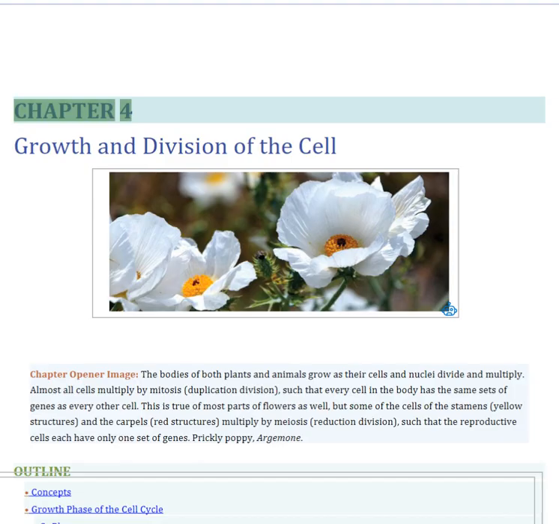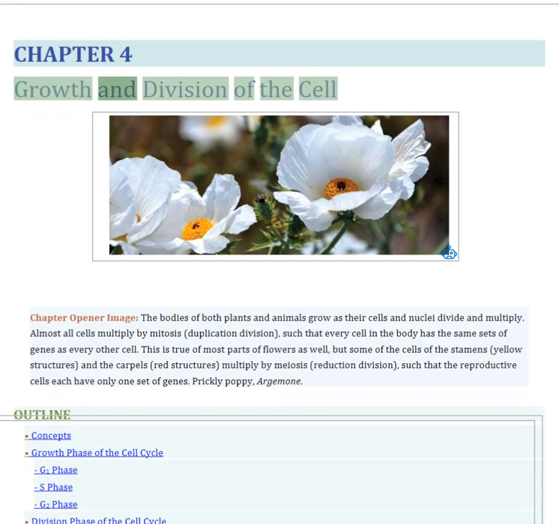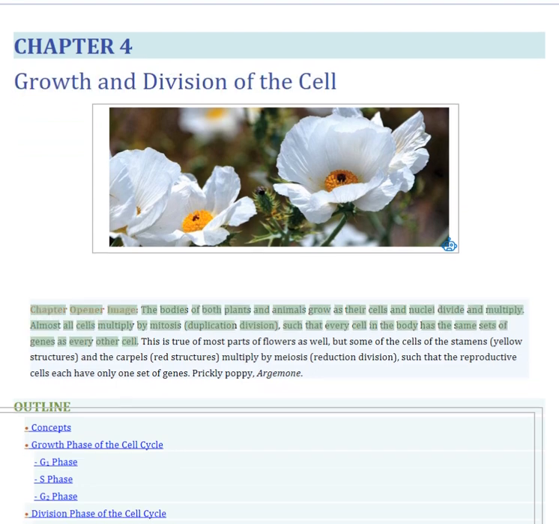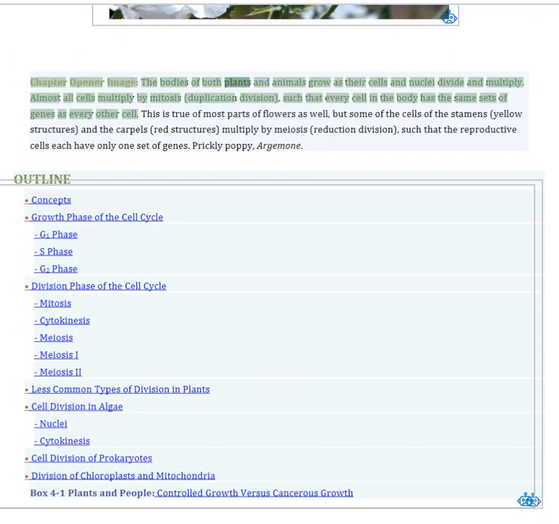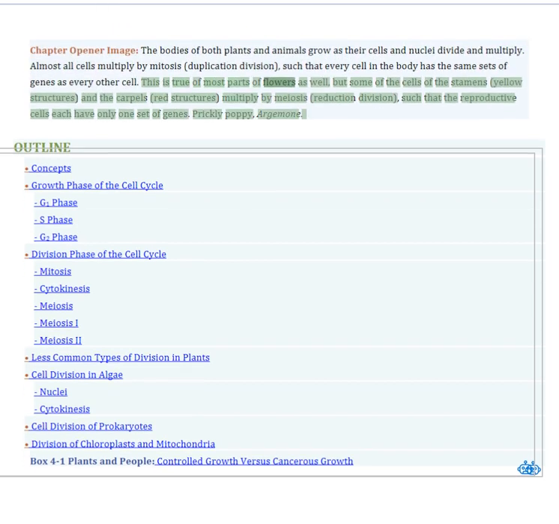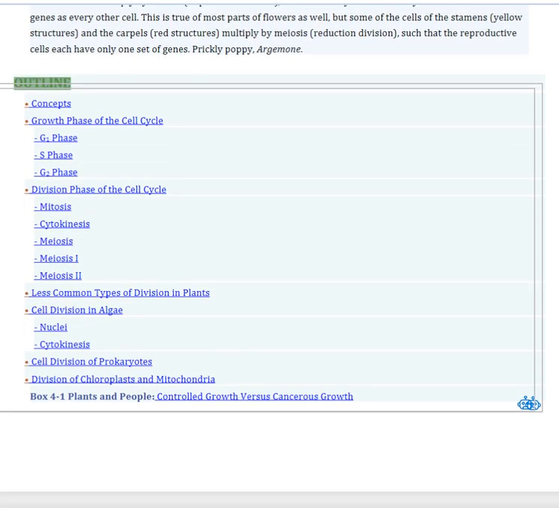Chapter 4. Growth and Division of the Cell. Chapter Opener Image. The bodies of both plants and animals grow as their cells and nuclei divide and multiply. Almost all cells multiply by mitosis, such that every cell in the body has the same sets of genes as every other cell. This is true of most parts of flowers as well, but some of the cells of the stamens and the carpels multiply by meiosis, such that the reproductive cells each have only one set of genes. Prickly poppy, Argemone. Outline.